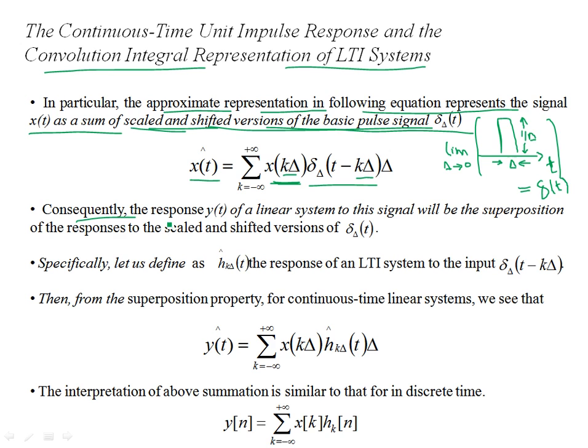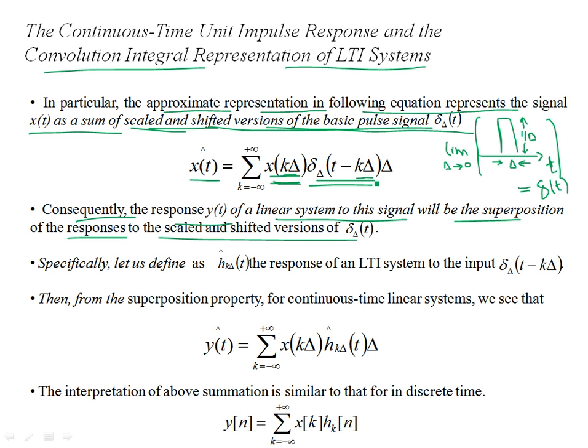Consequently, now the response y of t of a linear system to this signal will be the superposition of the responses to the scaled and shifted version of delta t. What it means is, since we are talking of linear systems, what we have done is we have visualized x of t in terms of an approximation, which is defined in terms of scaled and shifted pulses.